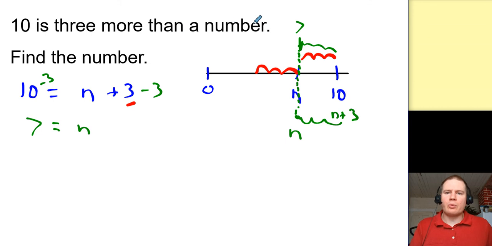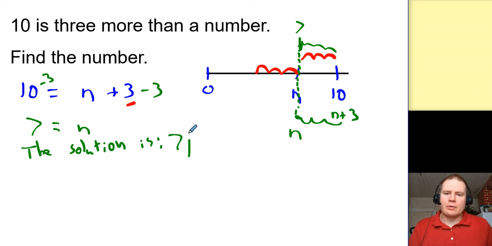10 is 3 more than what number? 10 is 3 more than 7. 7 is the only number that's 3 less than 10, right? There's no other value that would match exactly this spot if I went 3 below this starting point. So I would say the solution is, or the number is 7. There's just a single number there, right? And I could put a dot on the number line to show n is 7.